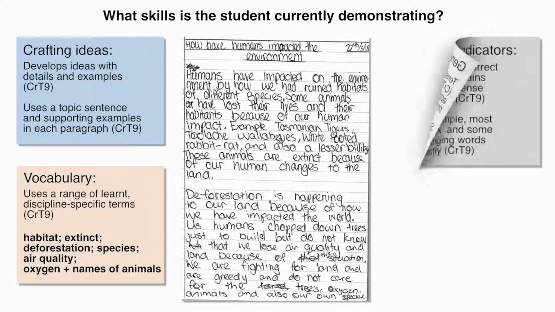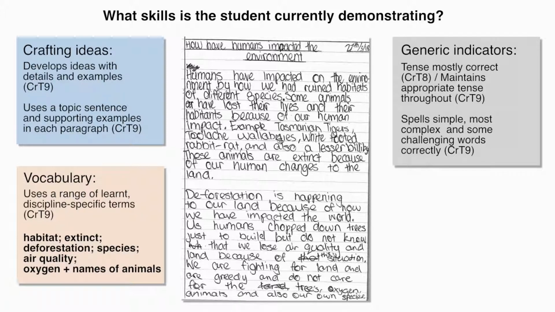The student also writes mostly in correct, consistent present tense throughout, other than in one instance in the first sentence, and spells all simple words correctly, as well as some more complex and challenging words, following conventions: ruined, build, wallabies, situation, lose, oxygen, matching Creating Text Level 9 indicators.